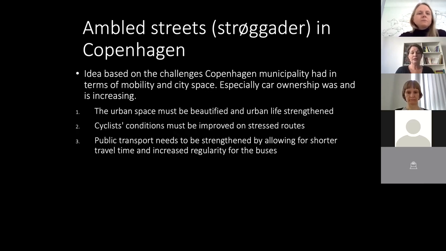But the whole idea is to take a neighborhood street and say, we want to redo the way this street works because there is not enough space for all the transport modes. And then they said, we want to make these neighborhood streets so the urban space is beautified and urban life strengthened. Cyclist conditions must be improved on stress routes, and public transport needs to be strengthened by allowing for shorter travel time and increased regularity for buses.